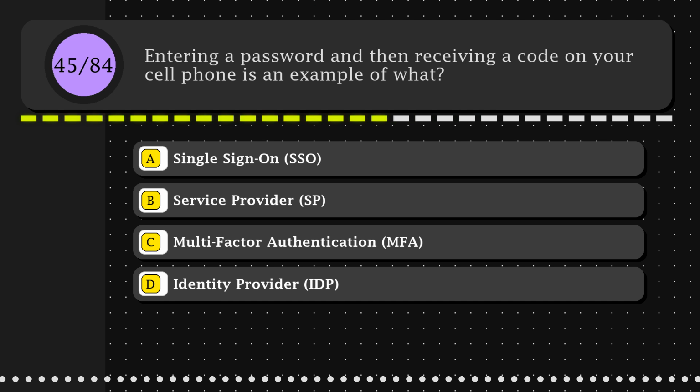Option A, single sign-on, SSO. Option B, service provider, SP. Option C, multi-factor authentication, MFA. Option D, identity provider, IDP.